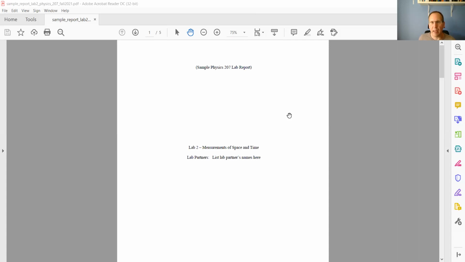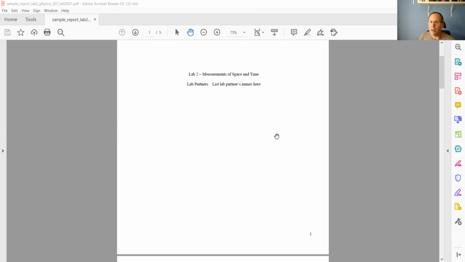Okay, so here's the sample lab report. Very important, make sure your first page is a cover page. It has the name of the lab, so this is lab 2, measurements of space and time. And you want to list all your lab partners' names here, so I know who's in the group. So when I record grades, everyone gets the same grade.